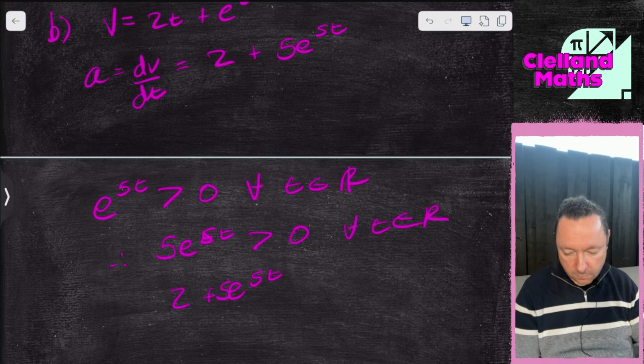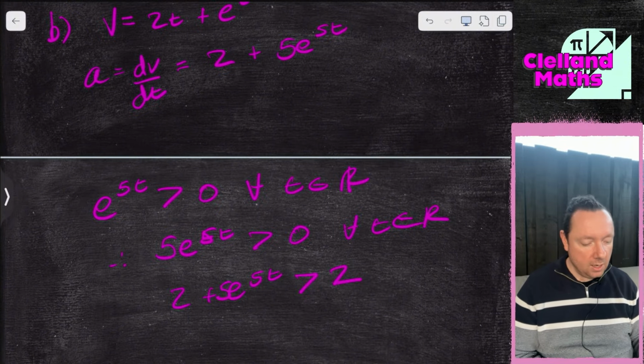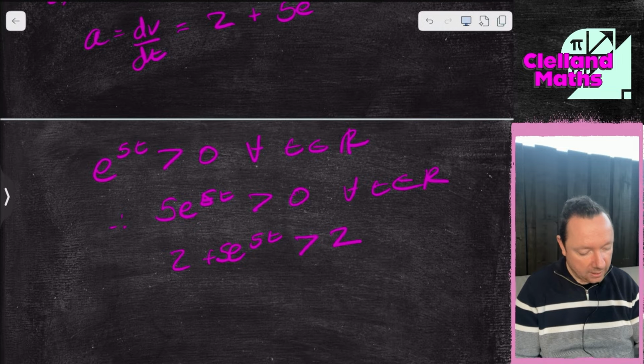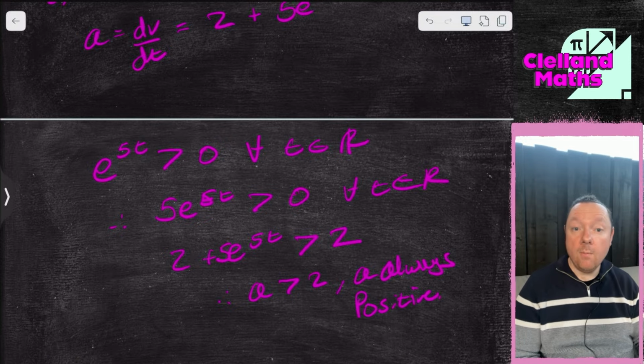is always greater than at least, well, 2. Because e to the 5t can kind of go towards 0, it never really gets there. So since it's always greater than 2, that means that a is always positive. And we're done there.